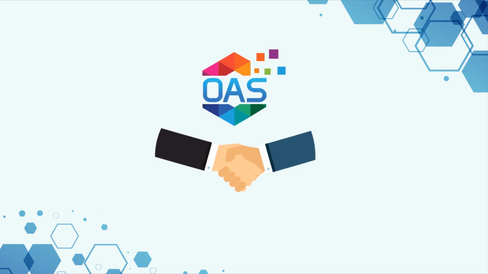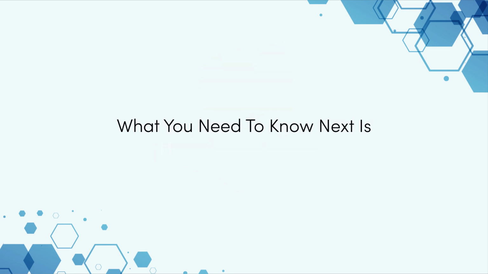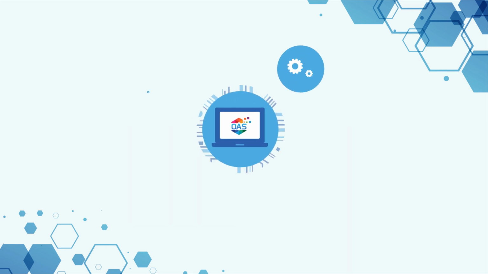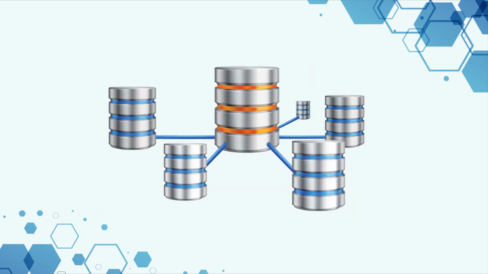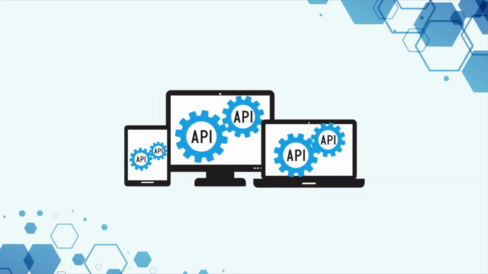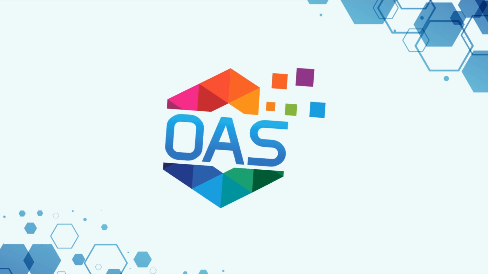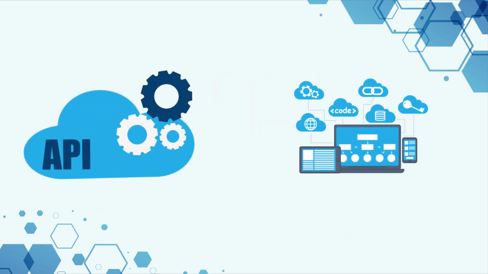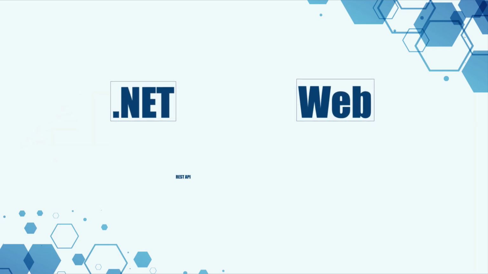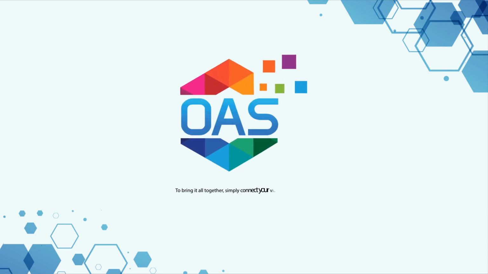So if you're on board and want to move ahead with the OAS platform, what you need to know next is how to develop it. The first thing you need to do is connect your data to the OAS platform through native device drivers, database access, or API integrations. You can then organize your data structures within the OAS platform. This lets you expose them through APIs and developer tools for .NET, web, and REST API clients on any platform. To bring it all together, simply connect your visualizations.